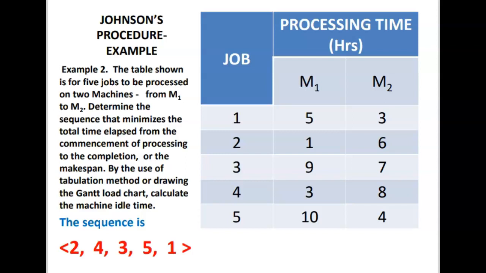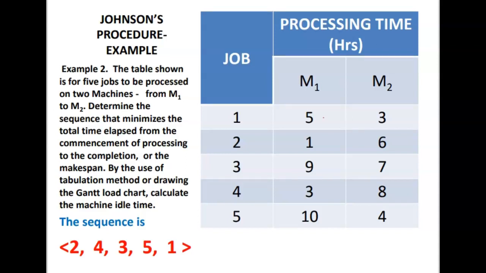Look at the processing time in hours. Machine 1. Job 1 will spend 5 hours in machine 1. That same job 1 will spend 3 hours in machine 2. Job 2 will spend 1 hour in machine 1, 6 hours in machine 2. The same way for jobs 3, 4, and 5.